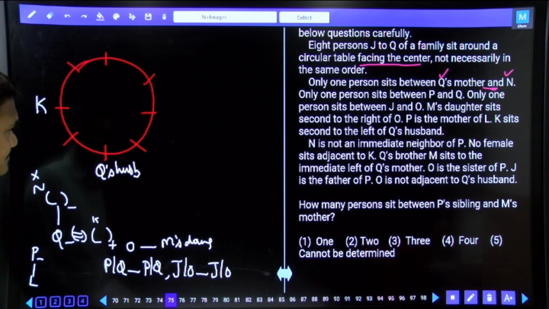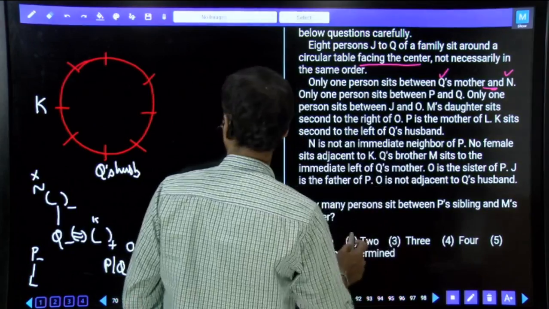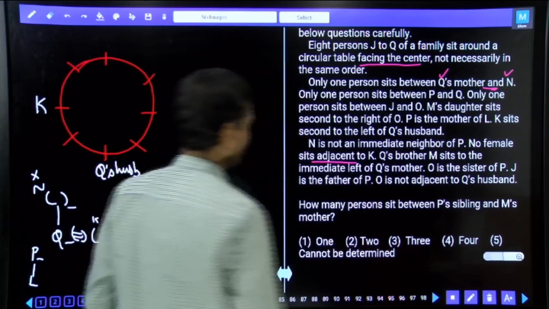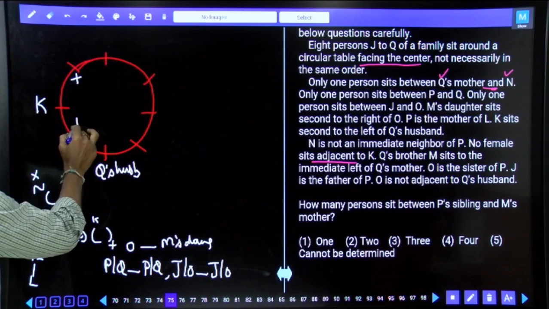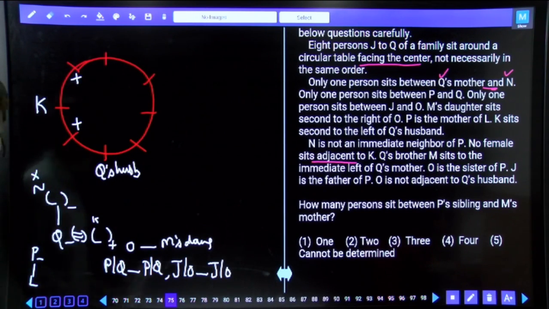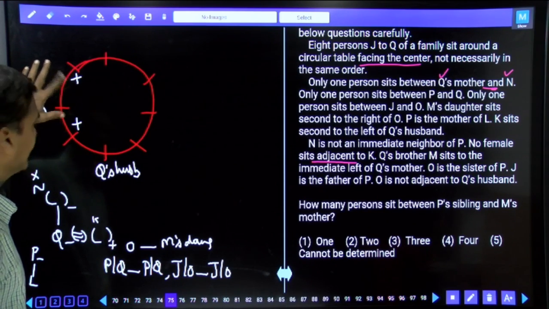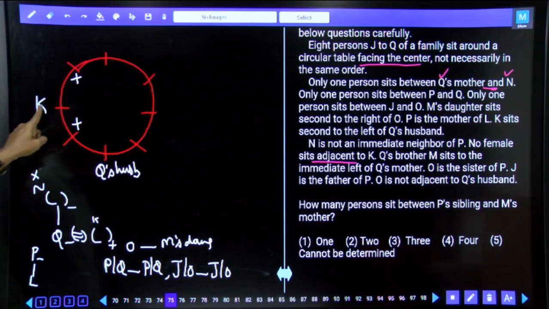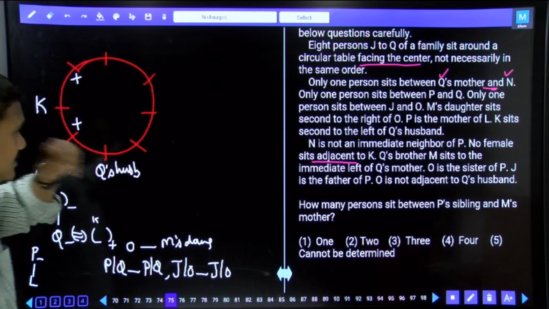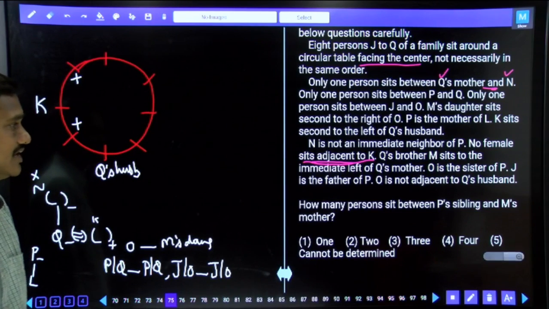And next one. Only one person between J and O, and immediate neighbors of K. N is not an immediate neighbor of P, and no female is immediately adjacent to K. That means both the persons who are adjacent to K are males, isn't it? Now, adjacent to this K are males, neighbors of K are males. Now, what is the gender of this K? Anyone please? Adjacent to this K. No female sits adjacent to K. That means both the persons who are adjacent to K are males.